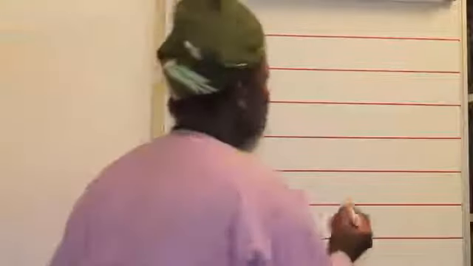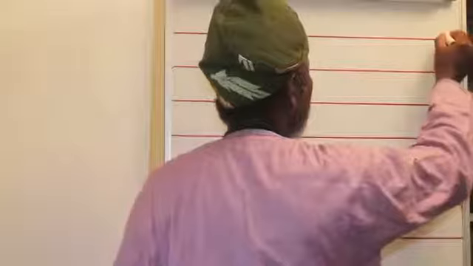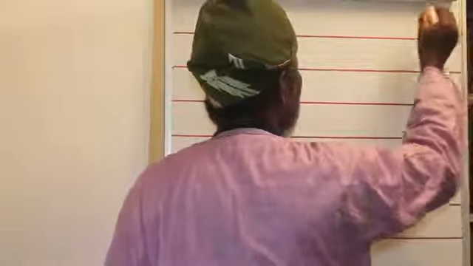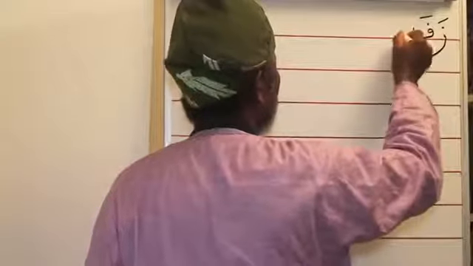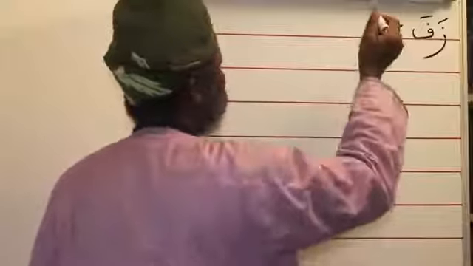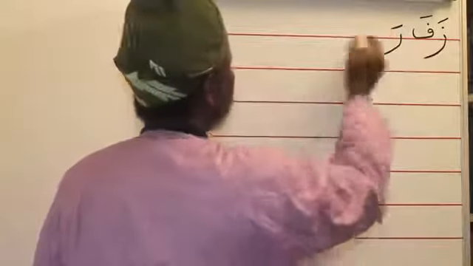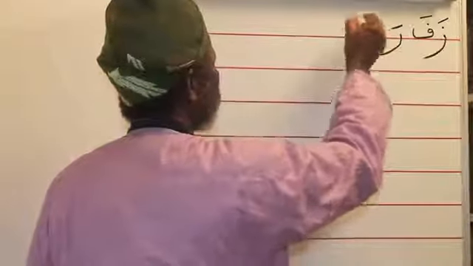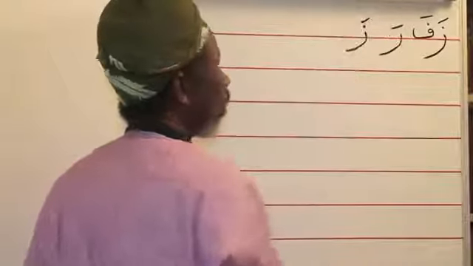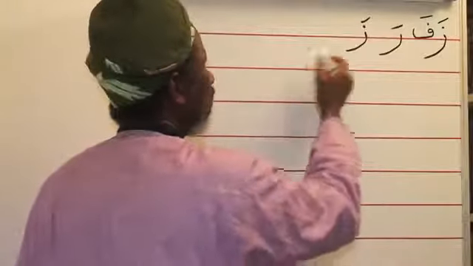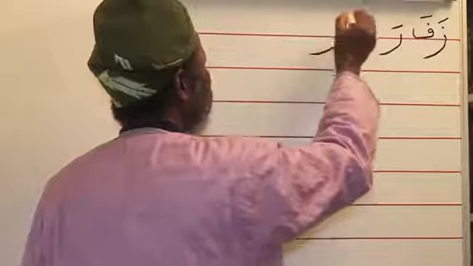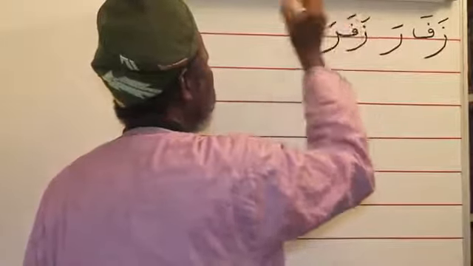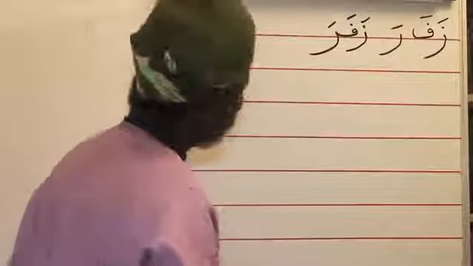Zafara is the first one. Zafara. Let's join them where it is appropriate. Za, or Zain, is a naughty letter, it cannot be extended to the left. Therefore we write Fa and join. Zafara.